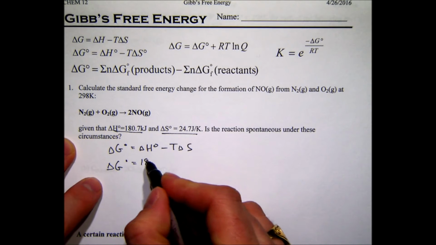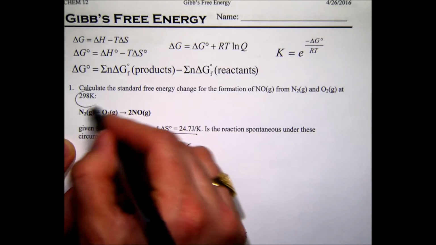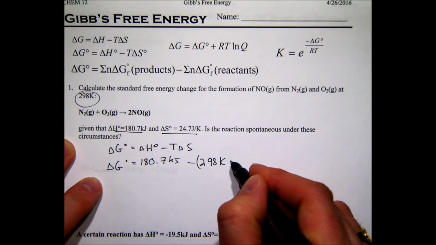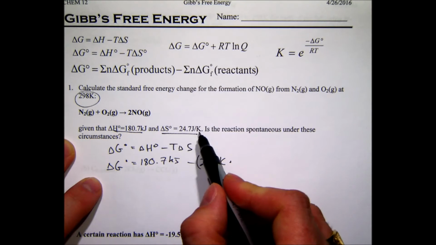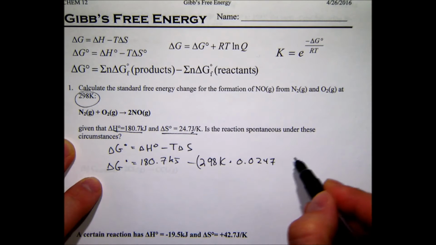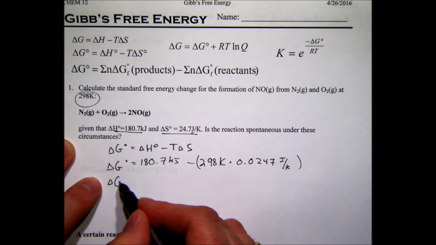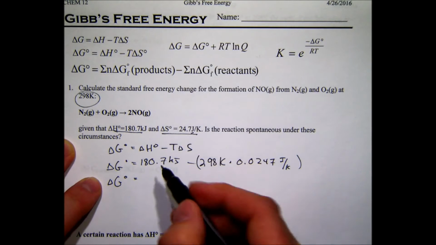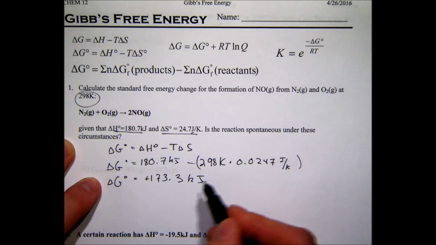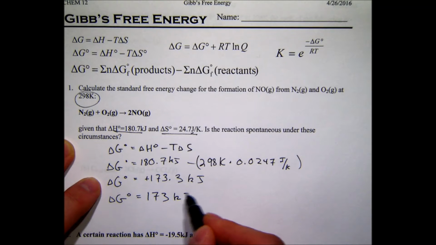So delta H is 180.7 kilojoules minus 298 times entropy. So entropy, you'll notice, is in joules, not kilojoules, so we're going to convert that. And we get plus 173.3 kilojoules. Significant figures, it's 173 kilojoules.